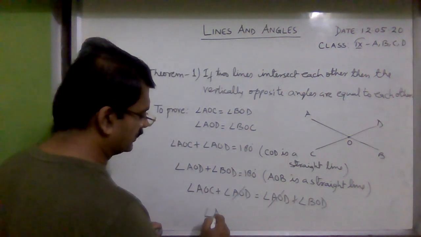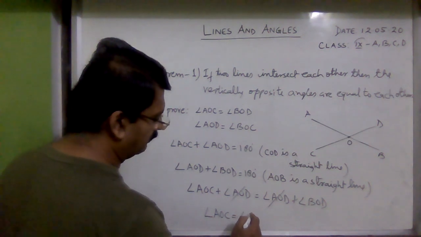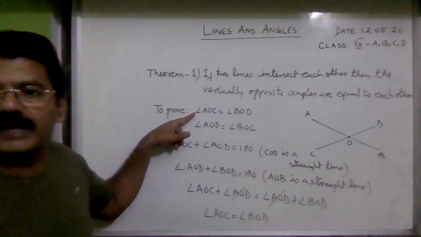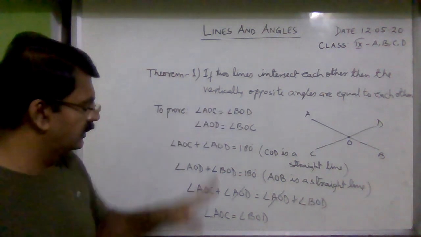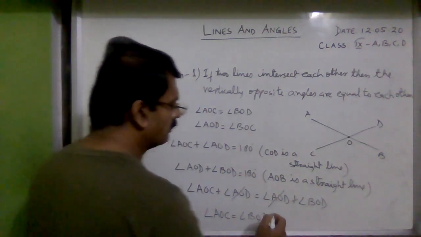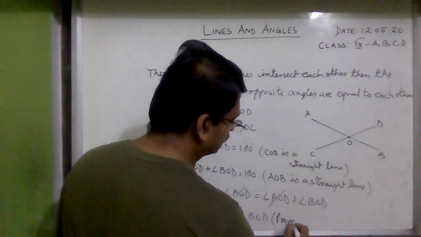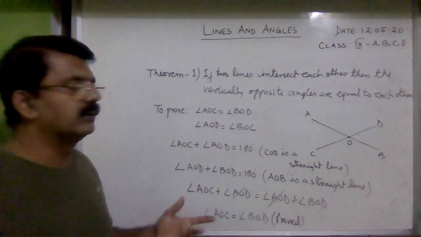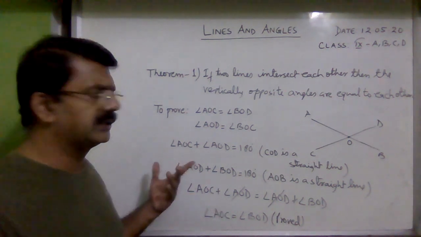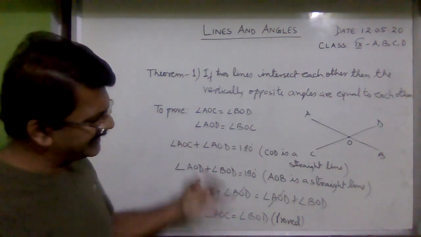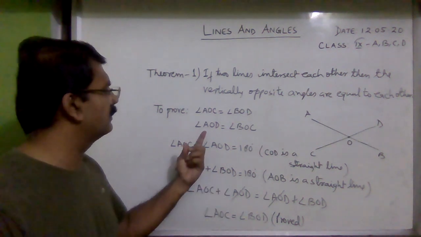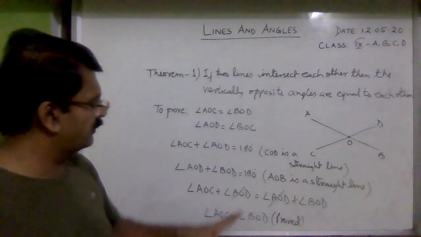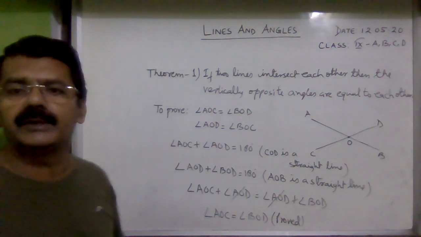So angle AOC will be equal to angle BOD, and that is the first thing we had to prove. Angle AOC is equal to angle BOD, proved. And now similarly you can prove the second part also, that angle AOD is equal to angle BOC. I am not going to show it here. Applying exactly the same method, you can prove that angle AOD is equal to angle BOC. Is it clear? We have proved the first one, that angle AOC is equal to angle BOD.